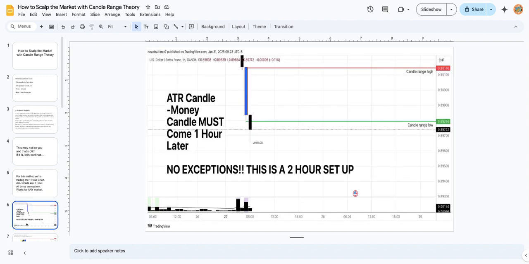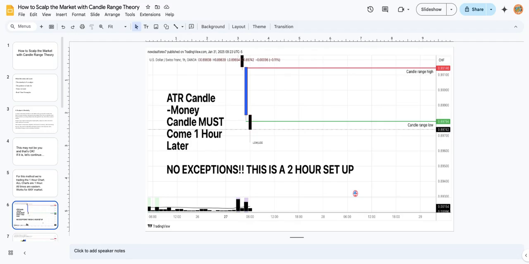The first one is a long example. You'll see here that we have our ATR candle first. That's rule number one. If you do not know what I'm talking about when I say an ATR candle, you need to pause this video, go to the description, and look at the video titled What is the ATR Candle Indicator? That will explain all of that. Rule number one: if there is no ATR candle, you do not trade.